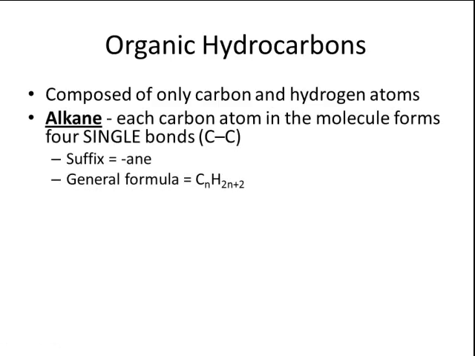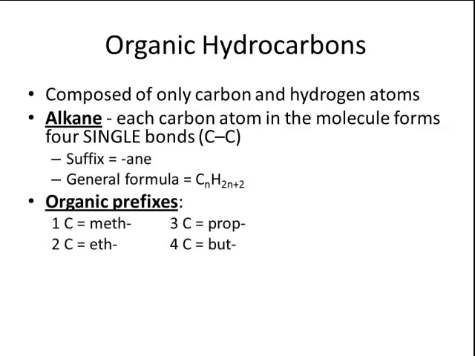The first is called an alkane. In an alkane, each carbon atom in the molecule forms 4 single bonds around each carbon. All alkanes will end with the suffix ane, and will have a general formula where the number of hydrogens is double the number of carbons plus 2.